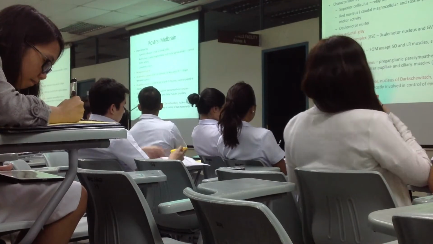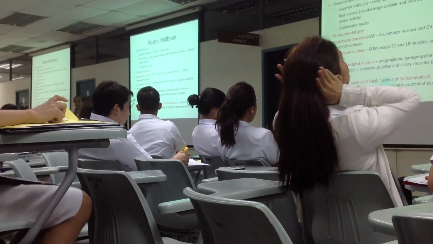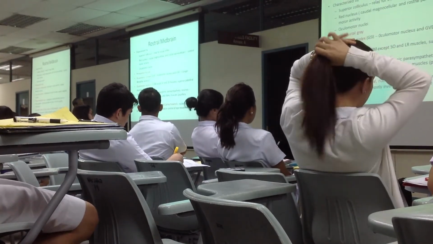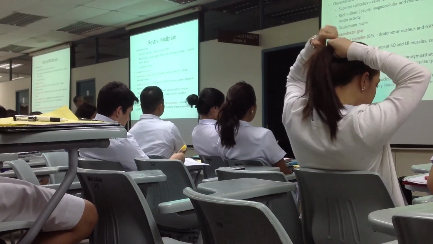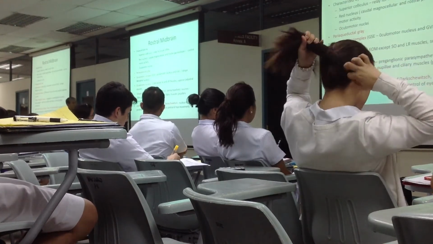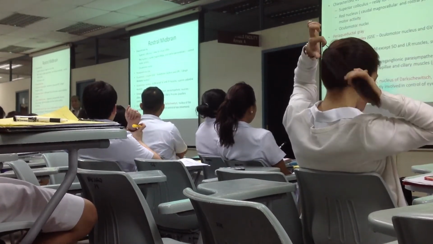Edinger-Westphal is the preganglionic parasympathetic neuron for pupillary constriction. It goes out via the ciliary ganglion to supply the ciliary muscles and your sphincter muscles. Forget about this. Okay?